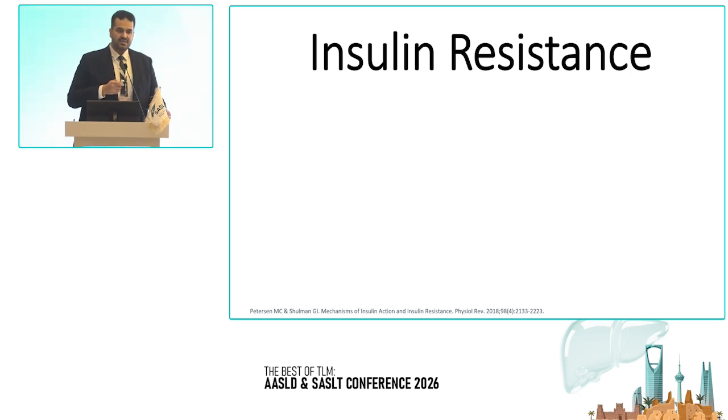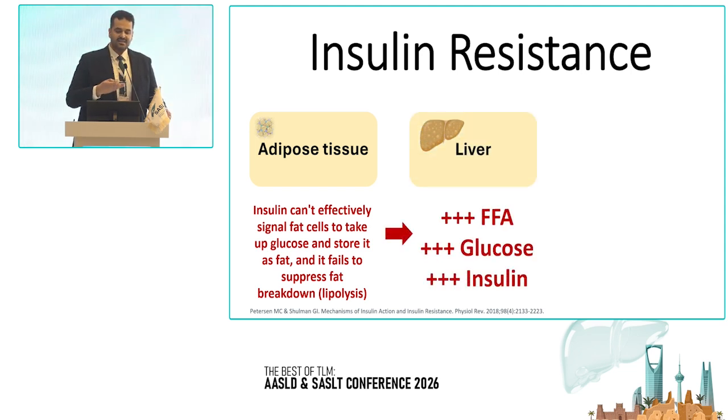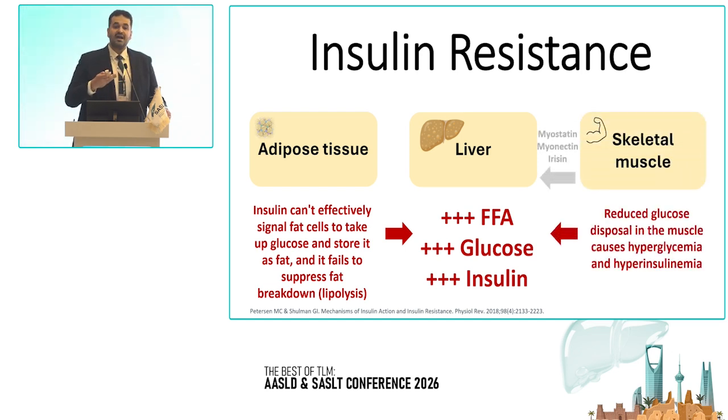Under the effect of insulin resistance, the adipose tissue will not be able to uptake the free fatty acids, making fat. There is more lipolysis. So we have more free fatty acids, more glucose, and more insulin available for the liver. On the other side, in the muscles, the insulin resistance will also prevent the muscles from uptaking glucose. So we have more hyperglycemia, more hyperinsulinemia, and also an imbalance in the myokines, myostatin and myonectin, produced from the muscles: more myostatin, lower myonectin.